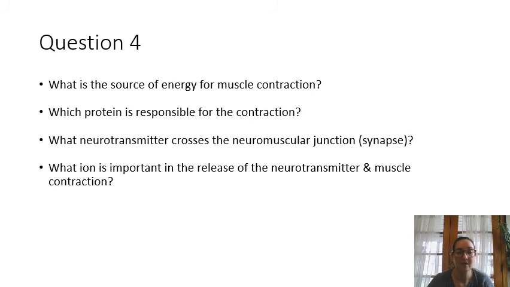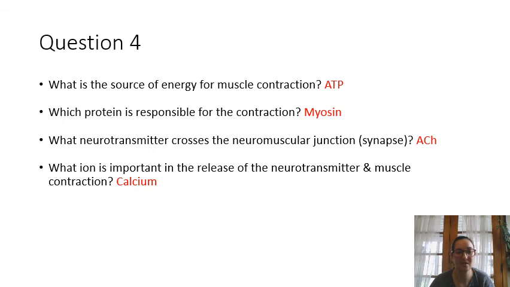What is the source of energy for muscle contraction? Which protein is responsible for the actual contraction? What neurotransmitter crosses the neuromuscular junction, the synapse? And what ion is important in the release of that neurotransmitter and muscle contraction?